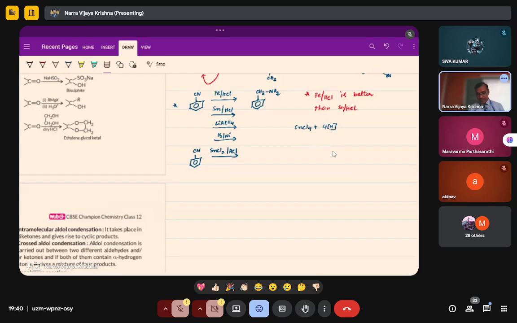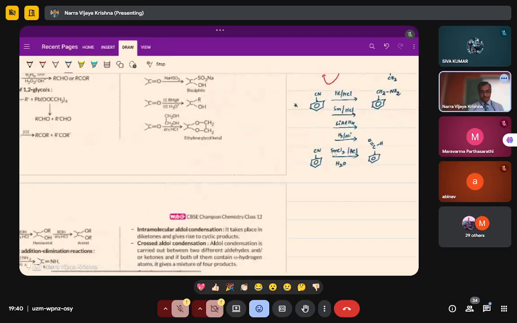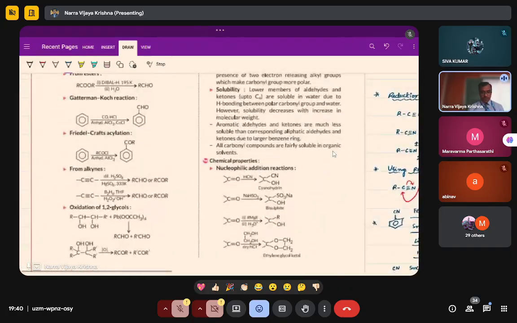So what should be the product now? You will get CH double bond NH, followed by hydrolysis. What do you get? Aldehyde. Correct or not? Correct? Any questions about this one?